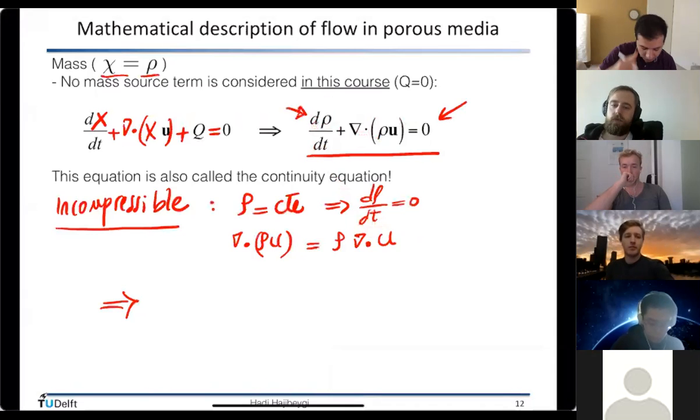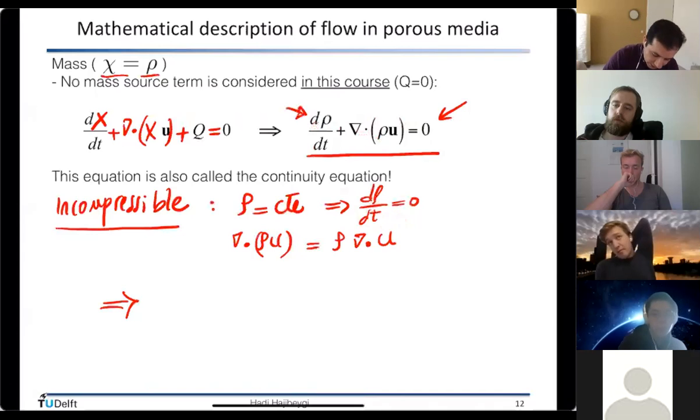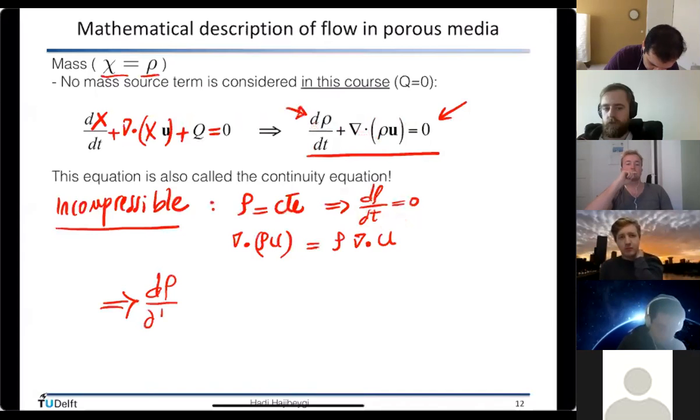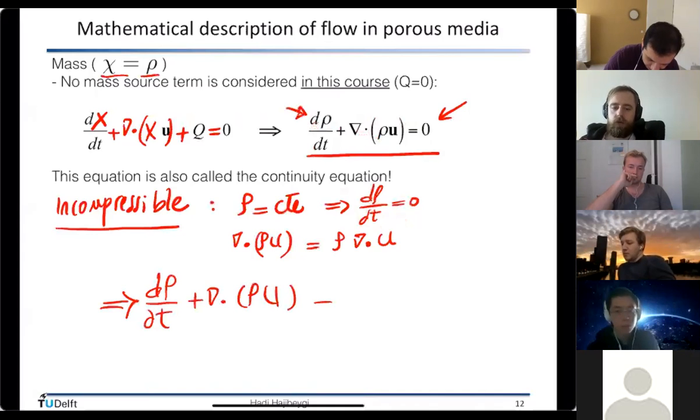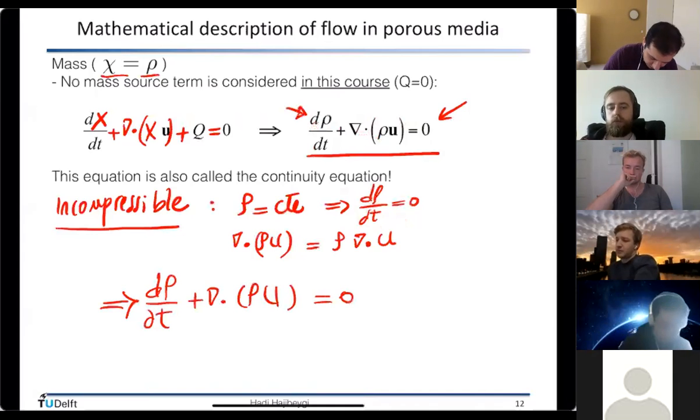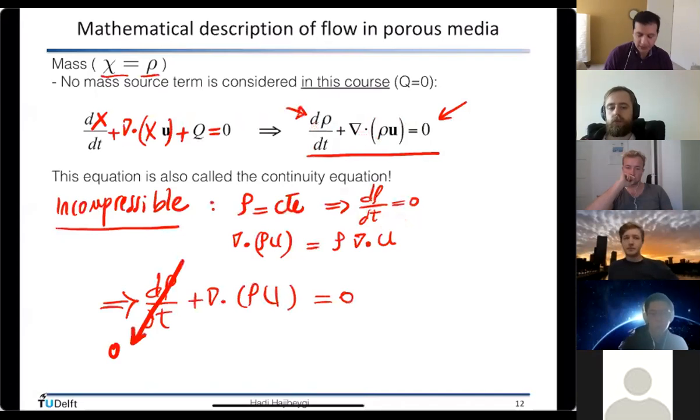Okay, no problem. So we just said that when your system is incompressible, your density is constant, and therefore its derivative with respect to time will be 0. So that means that if I have incompressibility in the system, d rho dt plus divergence rho u, which was my real governing equation, equals 0. This term will be 0 because it's incompressible.